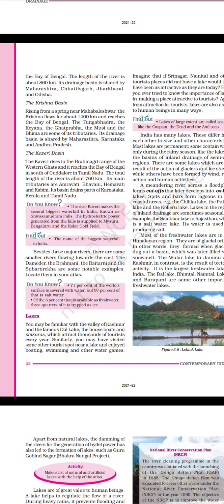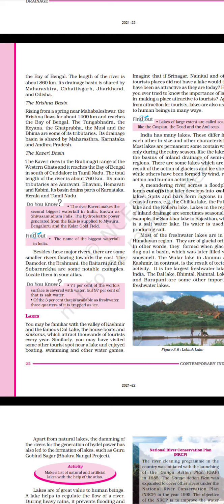Do you know the river Kaveri makes the second biggest waterfall in India, known as Shivasamudram Falls? The hydroelectric power generated from the falls is supplied to Mysuru, Bengaluru, and the Kolar gold field. Find out the name of the biggest waterfall in India. Besides these major rivers, there are some smaller rivers flowing towards the east. The Damodar, the Brahmani, the Baitni, and the Subarnarekha are some notable examples. Locate them in your atlas.